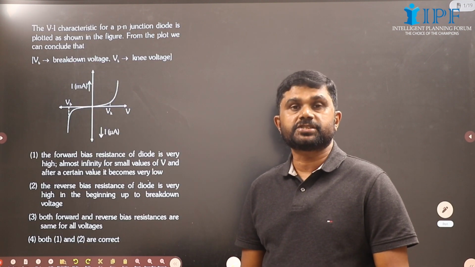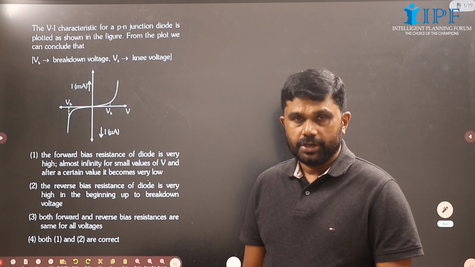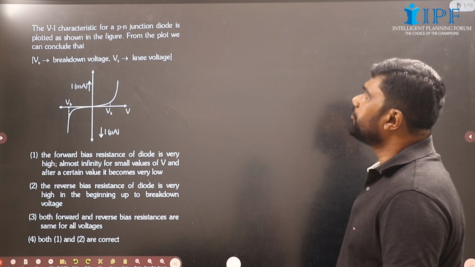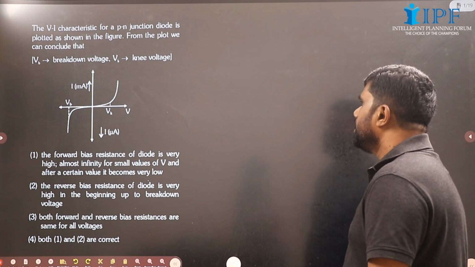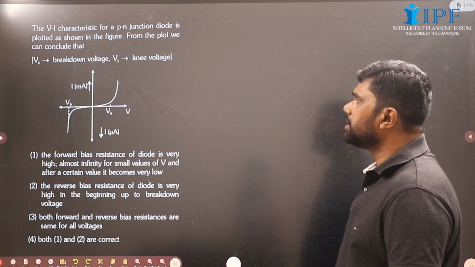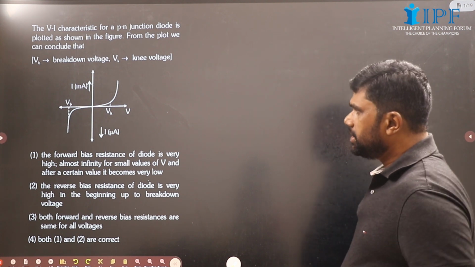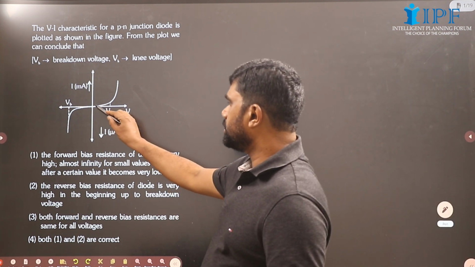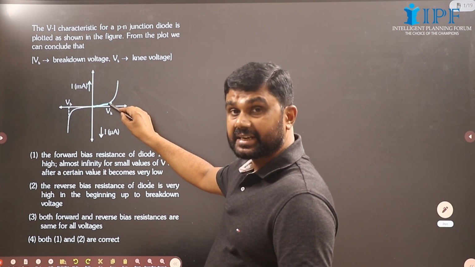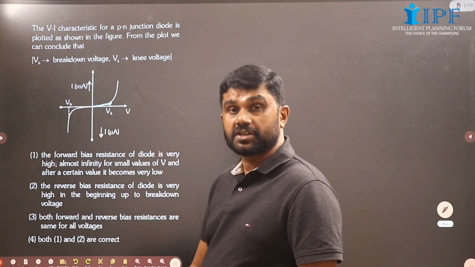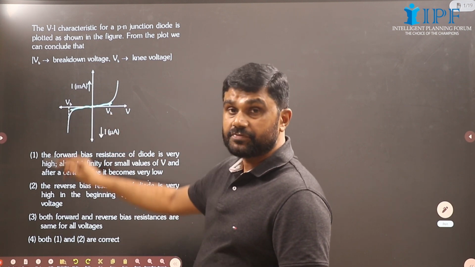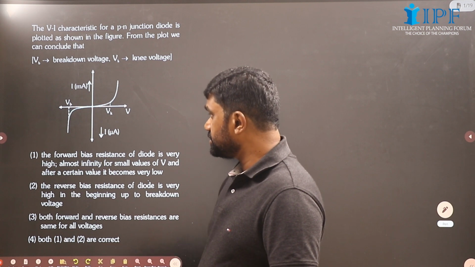Now, characteristics of a PN junction diode in forward and reverse bias. See, the VI characteristics of a PN junction diode is plotted as shown in the figure. From the plot we can conclude, see here up to this point, the slope is very small, so conductance is very small, or we can say the resistance is very high, and here also conductance is very small and we can say the resistance is very high.